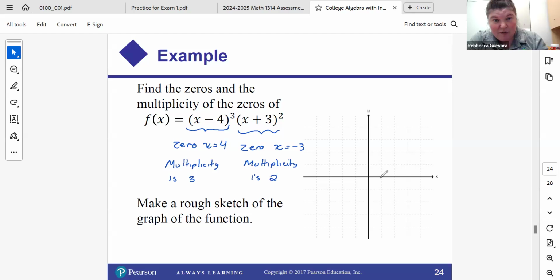So what I'm going to do is graph those two on here. So that is my 0 at (4, 0), and then my other one is over here at (-3, 0). First thing we're going to talk about, to kind of give you an idea how this works, is your long run behavior.